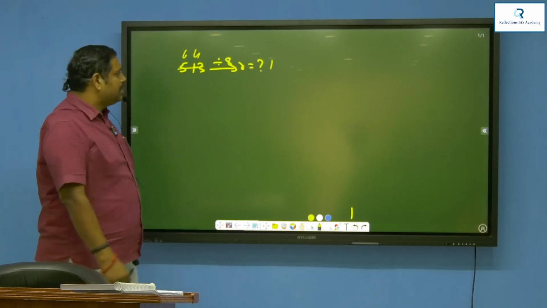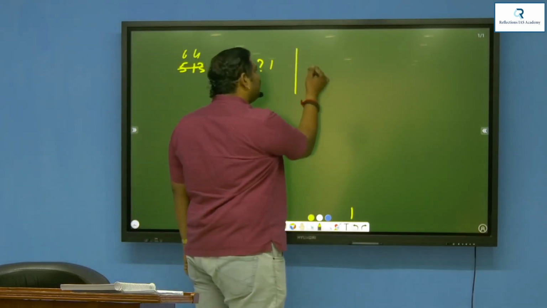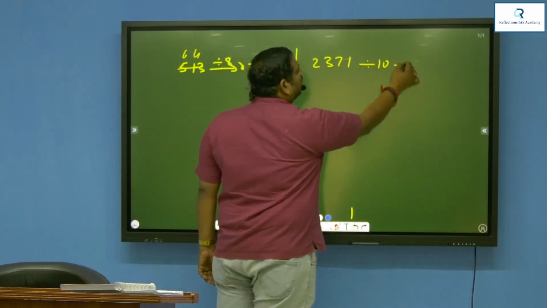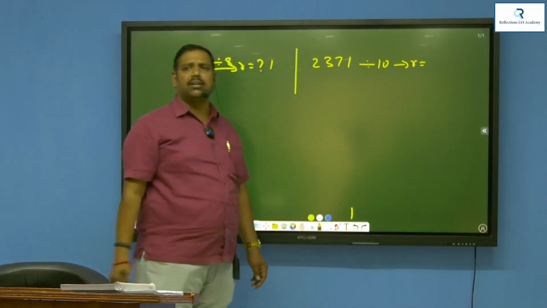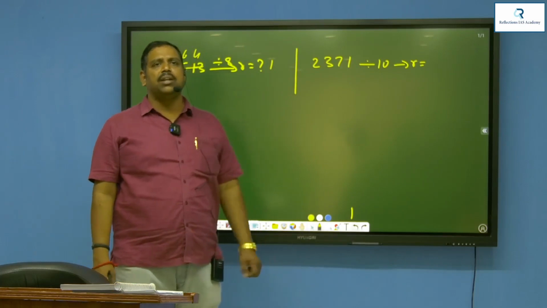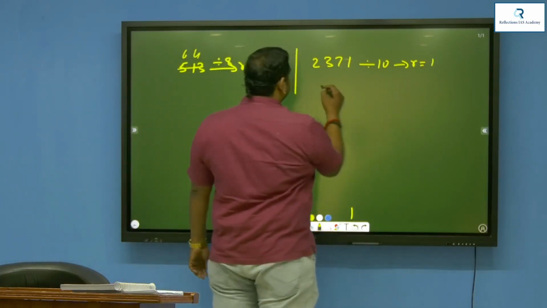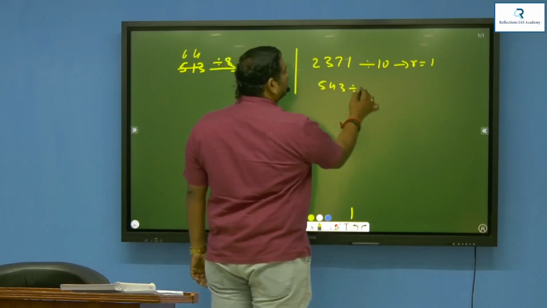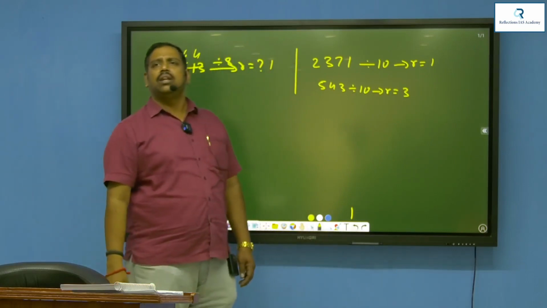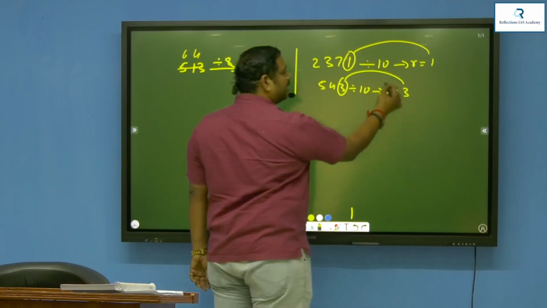Before going to the next level, we have to know one concept. Suppose I have given 2371. When you divide with 10, what is the remainder? Suppose 543, when you divide with 10, what is the remainder? 3, right? Nothing but the units place. Is it right or wrong?